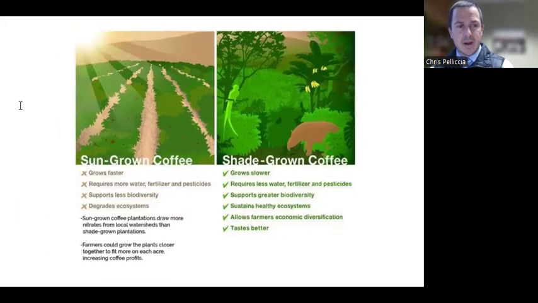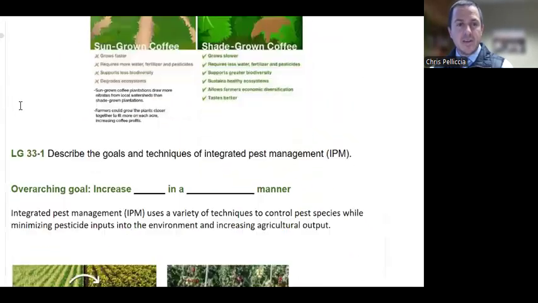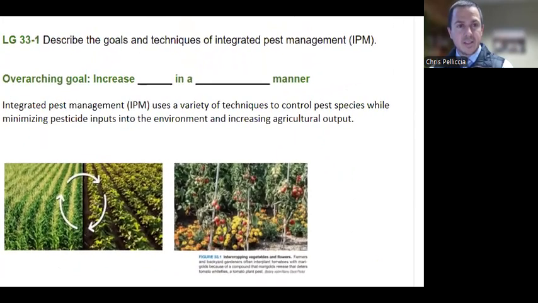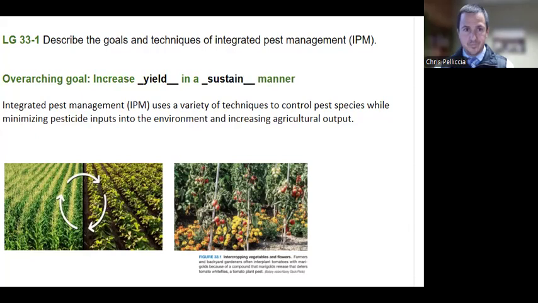The next thing I'd like to talk about in this video is the idea of integrated pest management. Again, our goal here is to increase yield in a sustainable manner. I want to rewrite that to be sure we're remembering it. Integrated pest management is going to use a variety of techniques to control pest species while minimizing pesticide inputs into the environment and, again, increasing agricultural output.